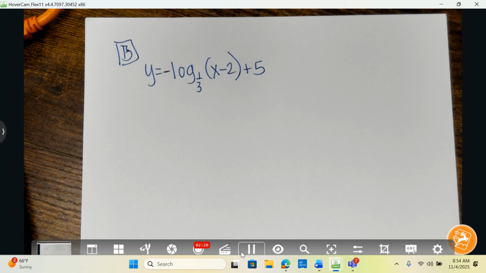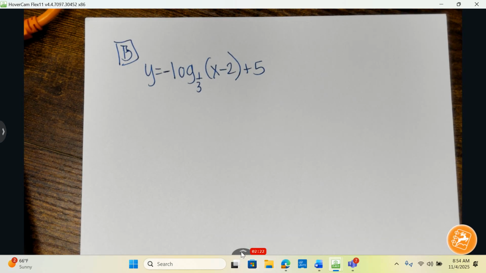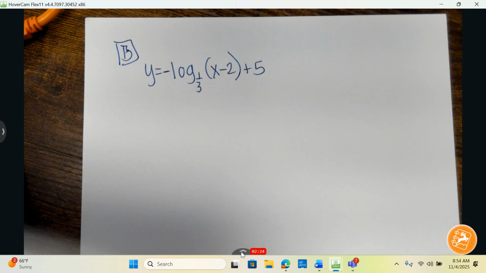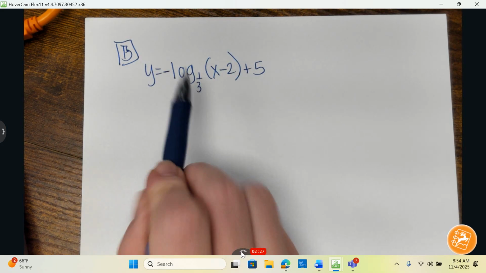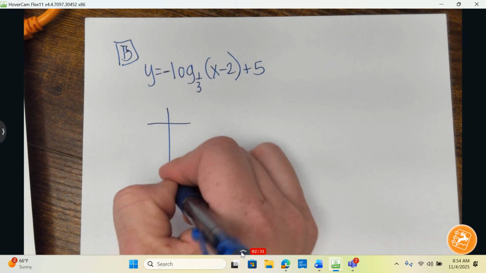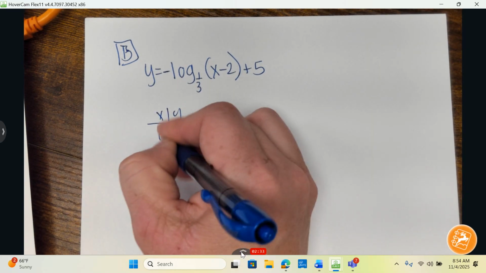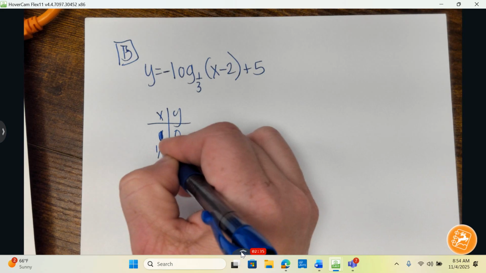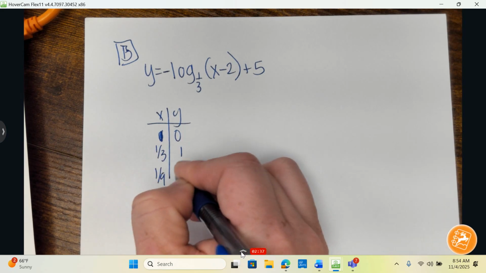So that was part A. Part A was let's come up with that parent function. So I can see that the parent function is log of 1/3. The first thing I'm going to write down is this basic 1, 0, 1/3 1, and 1/9 2.